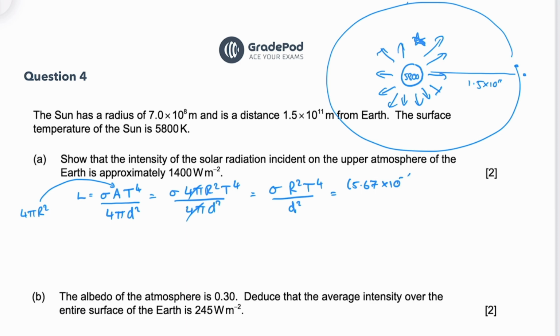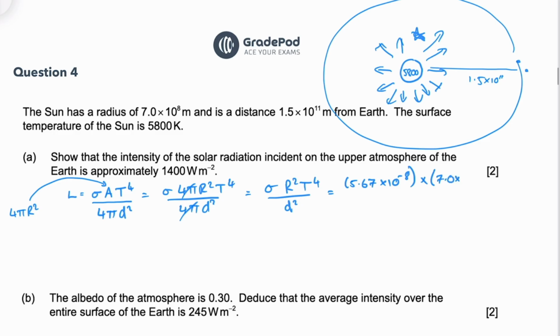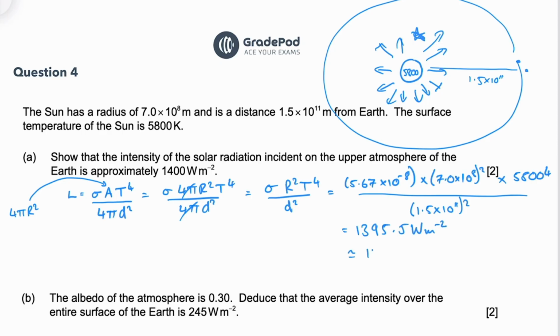Stefan-Boltzmann constant is 5.67 times 10 to the minus 8, times the radius of the Sun, which is 7.0 times 10 to the 8, squared, times 5,800 to the power 4, divided by the distance from the Sun to the Earth, which is 1.5 times 10 to the 11, all squared. And that gives us a value of 1395.5 watts per metre squared. And we, of course, approximate that to 1,400 watts per metre squared. That question comes up a lot.